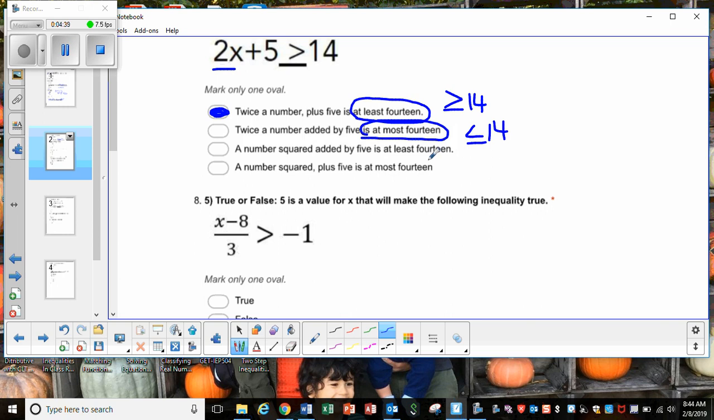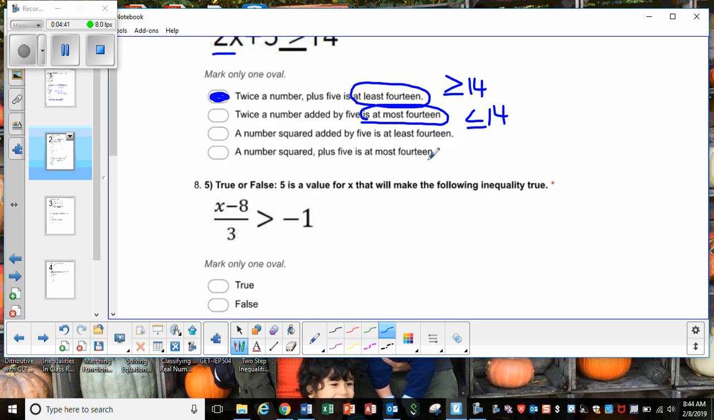Number 5, true or false? 5 is a value for x that will make the following inequality true. So we need to see if I replace x with 5, if that would make the following inequality true. So there's several ways that you could do this. You could solve this inequality and plug 5 into the solution set, or you could plug 5 into the current inequality and see if it works.